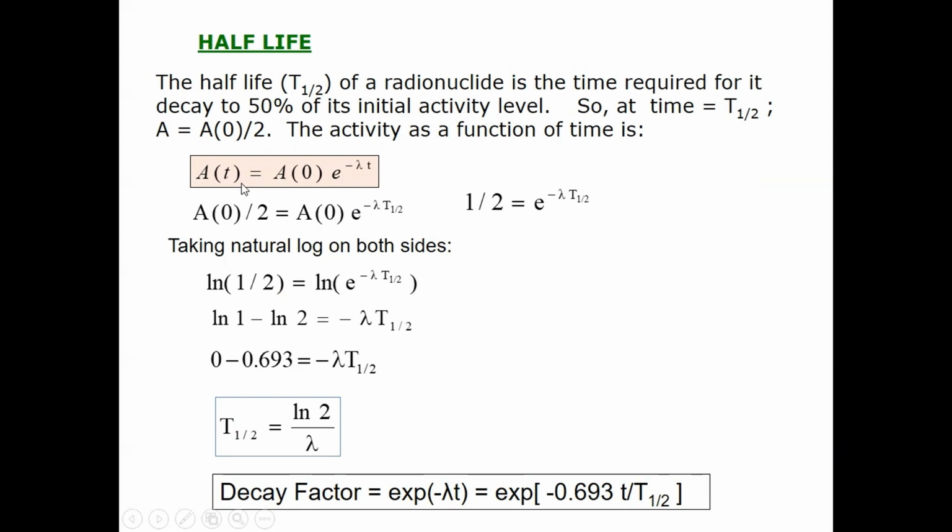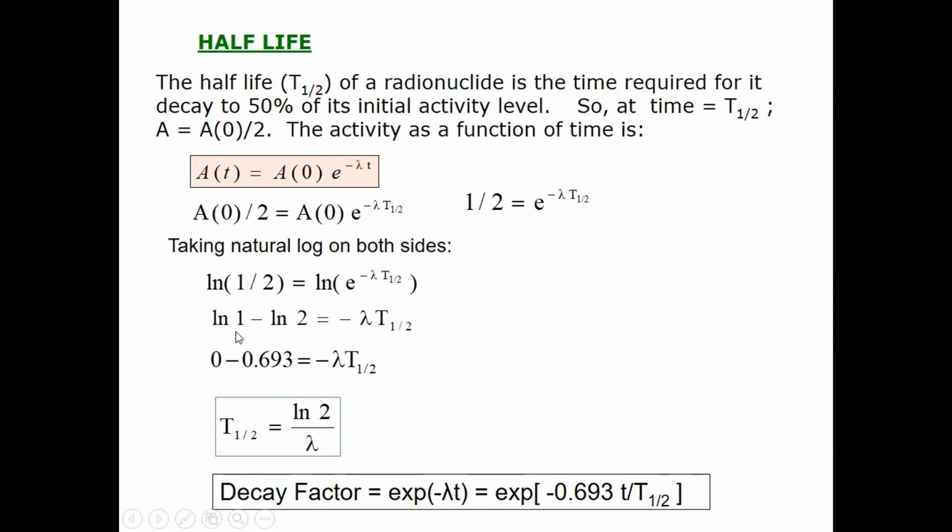So activity as a function of time is given by A naught times e to the power minus lambda t. We substitute the value of t as t half and A equal to A naught by 2. So A naught will get cancelled on both sides of this equation. We get half equal to e to the power minus lambda times t half. We take natural log on both sides. So natural log of half is equal to this.